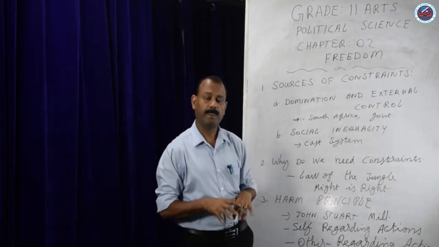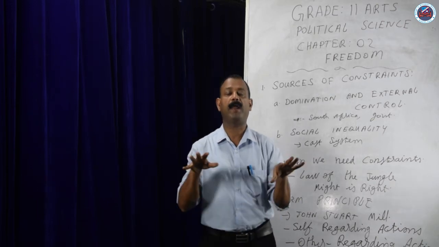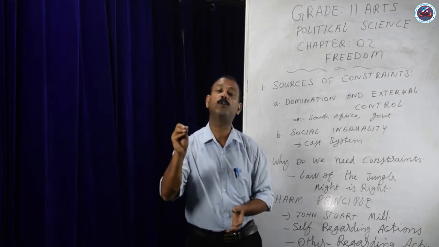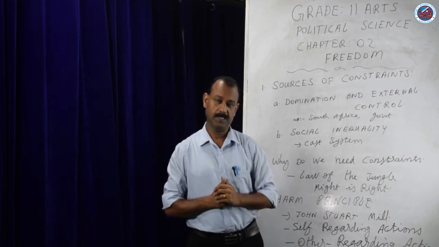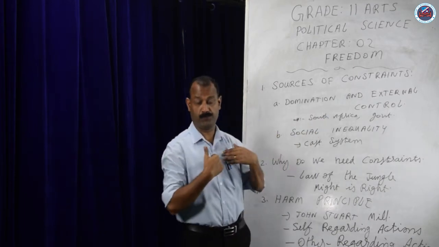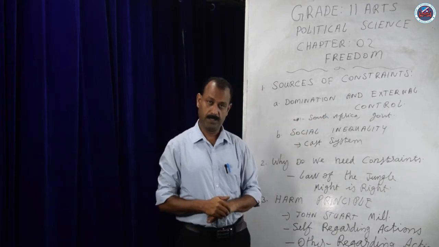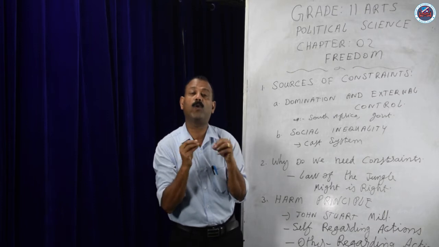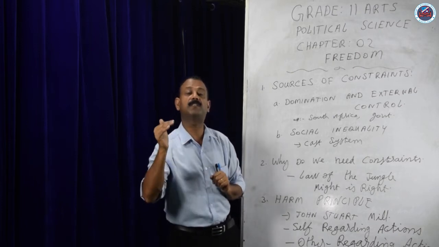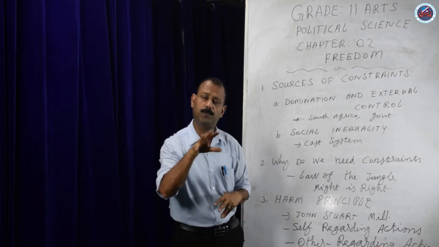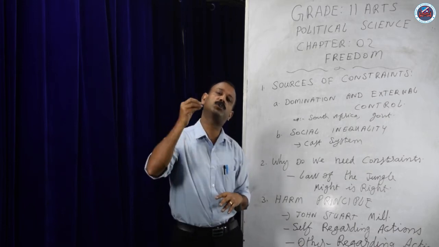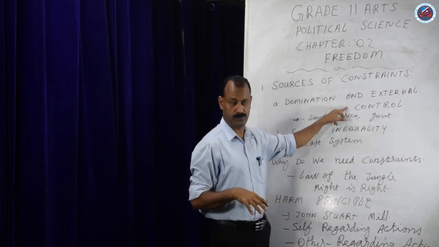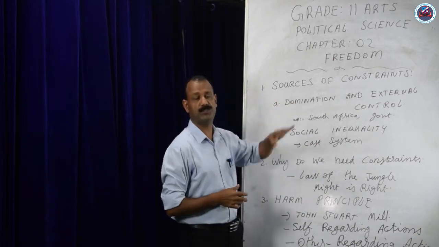For example, in South Africa, people were having some constraints, some restrictions. Why? Because the British were dominating them. Or somebody from outside controlling you. For example, it may be government. Government has got some rules and regulations that do not allow us to do whatever we want. So it gives us some restrictions. In the school, some rules and regulations are there that do not allow us to do whatever we want. And these are all external controls. And this is one source of constraints.